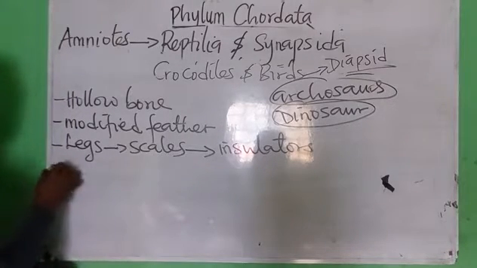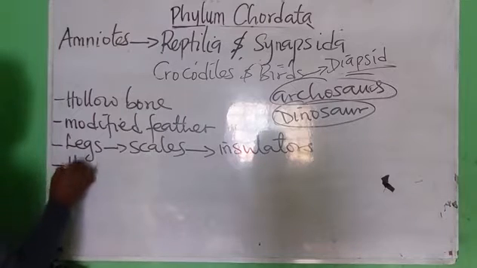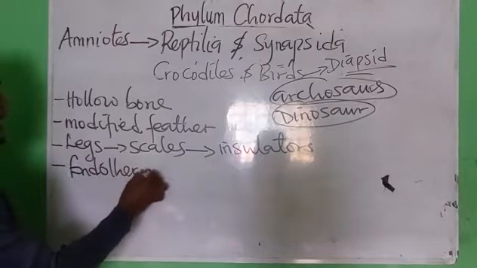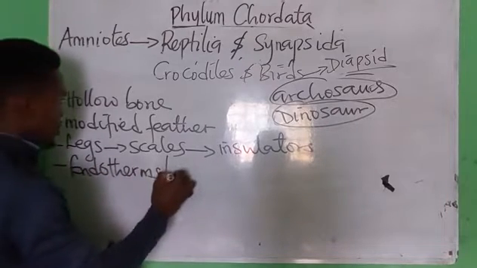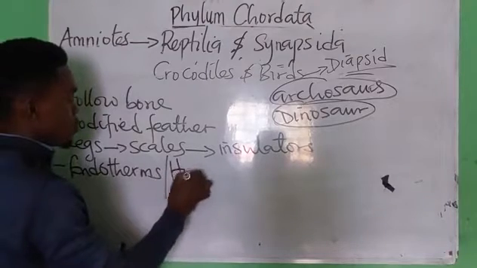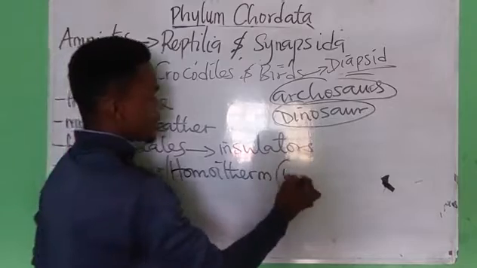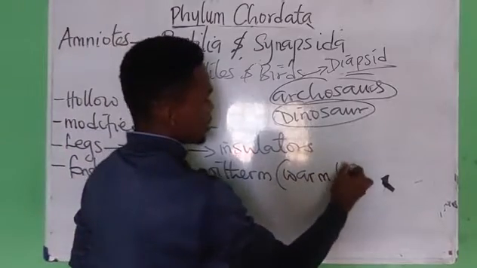They are endotherms, also called homeotherms. That is, warm-blooded.